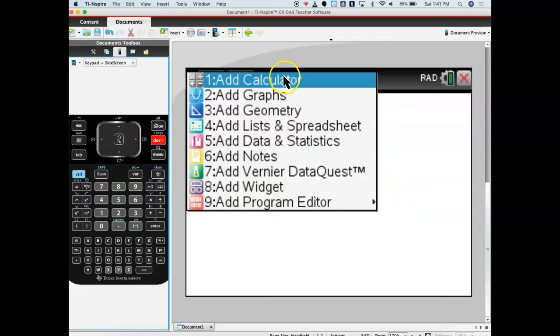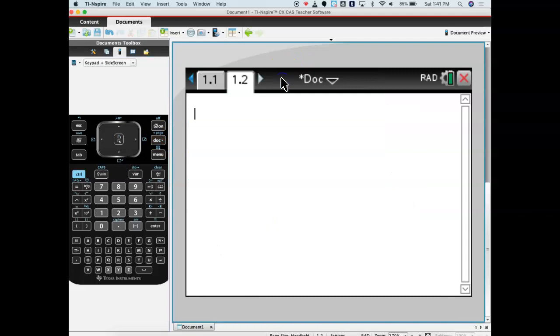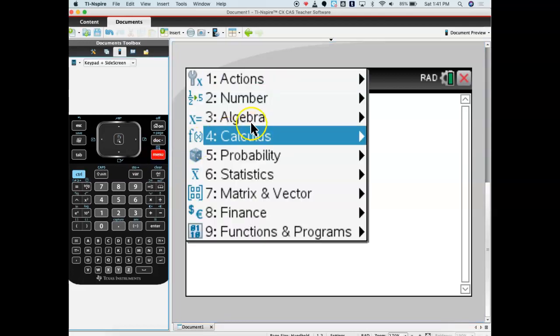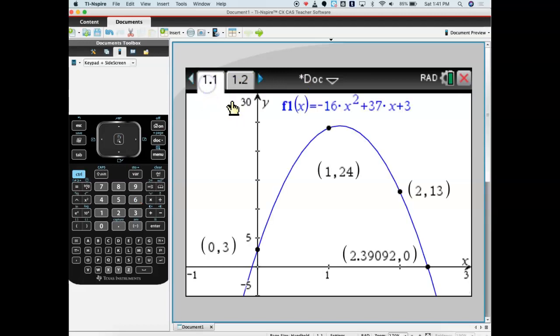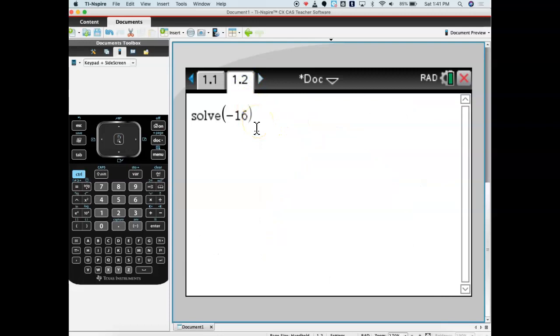Open up a calculator page, and this is really nice. Rather than having to graph a function, I can say menu, algebra, solve, and type in my function of -16. Notice over here, I put this in terms of x. Anything we graph in this calculator has to be x and y, so I had to change that. When I'm using the solver, I can use x or I can use t, and here's why.